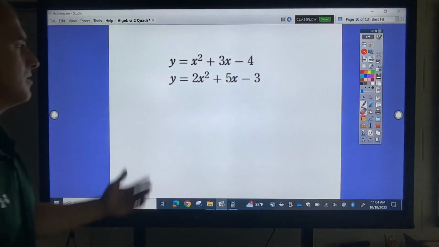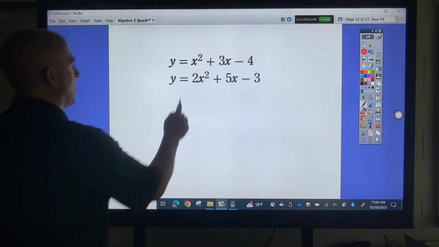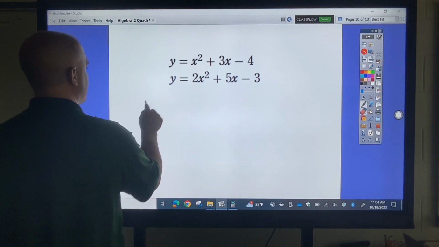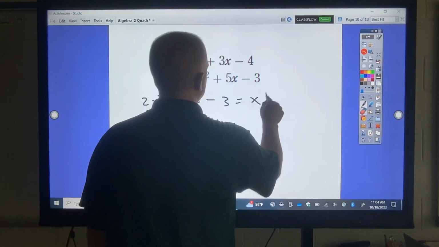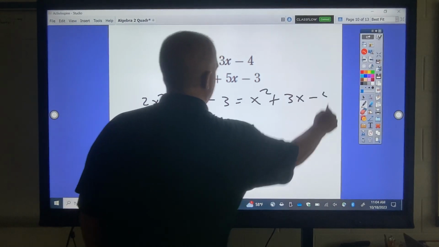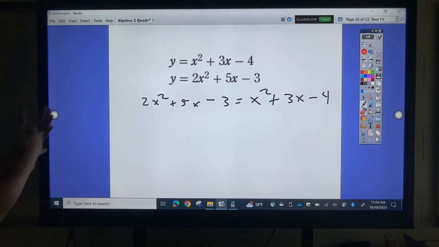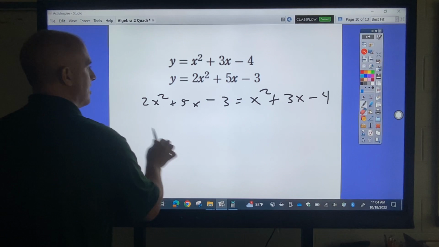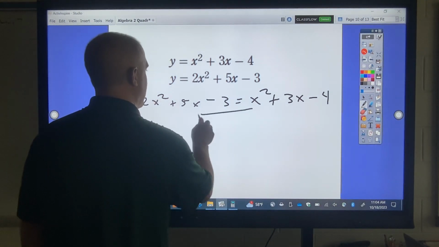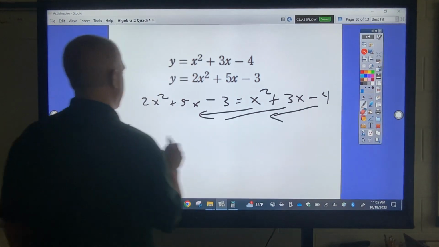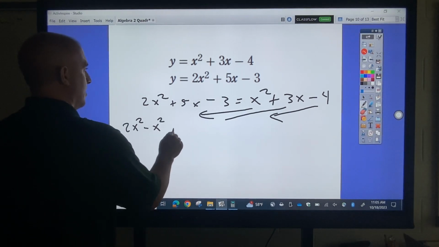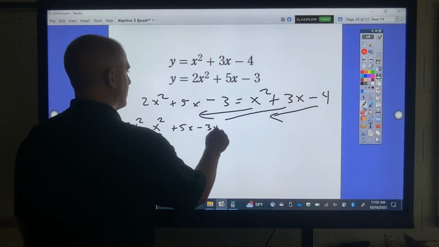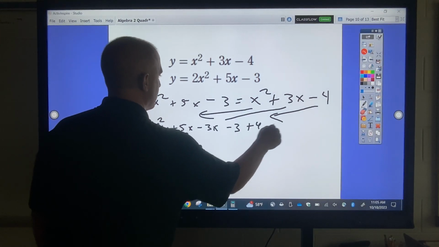All right, and let's do a couple more. Now these are quadratic and quadratic. Now once again, I'm going to set this up. 2x squared plus 5x minus 3 equals x squared plus 3x minus 4. Now, in my opinion, I would move stuff back to the bigger squared. Okay, so I would move this back over, move this back over, move this back over. Okay, so that's going to be 2x squared minus x squared, 5x minus 3x, negative 3 plus 4 equals 0.